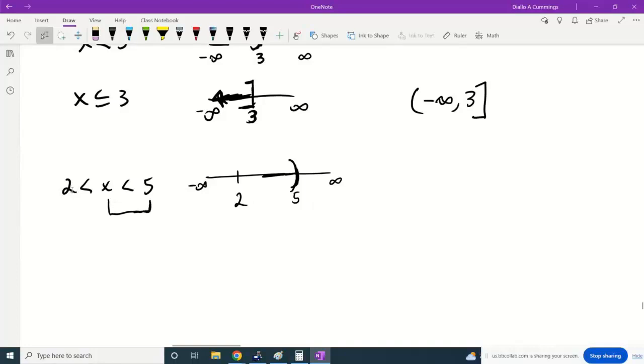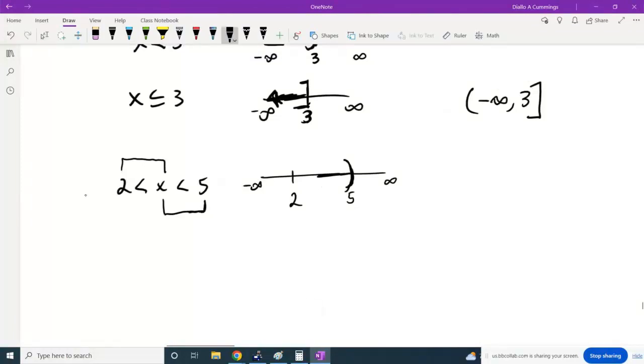But if I look at the first part, it says 2 is less than x. So for the first part of this inequality, my variable is on the right. You can actually rewrite that. So when I rewrite it, I want to flip it over, which means I want to flip the inequality in everything. So 2 is less than x can actually be written as x is greater than 2.